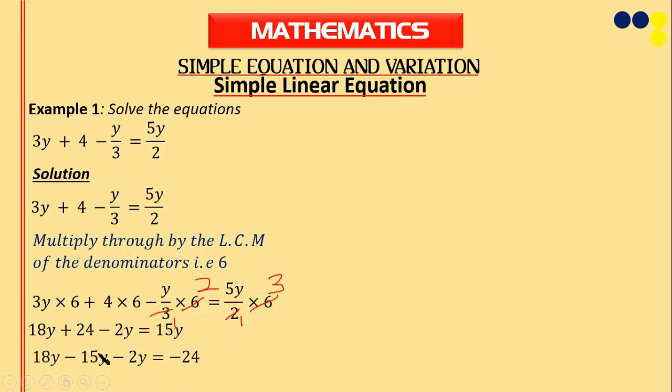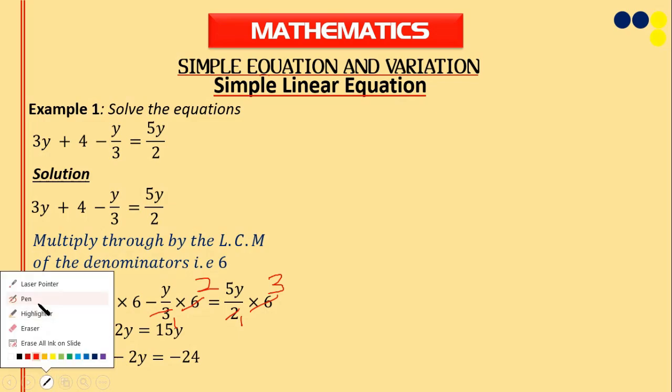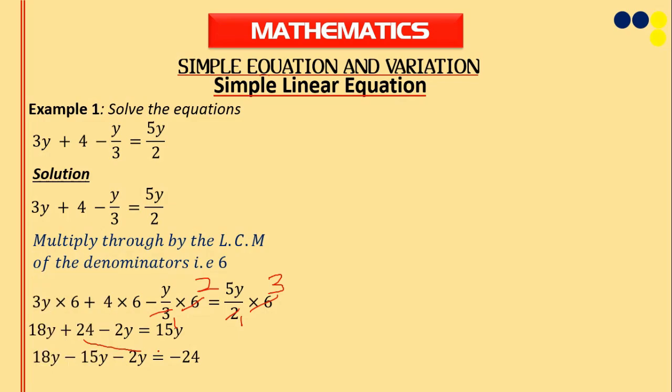Now the next step after this is to collect like terms. Of course, you rearrange. If you're rearranging this, that means plus 24 is coming to the other side. That's why we have it here. And then 15y can come to this side. When plus 24 is coming to this side, it becomes minus 24. And when 15y is coming to this side, it becomes minus 15y.